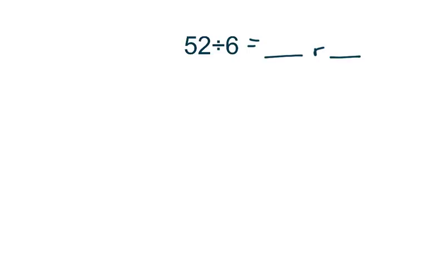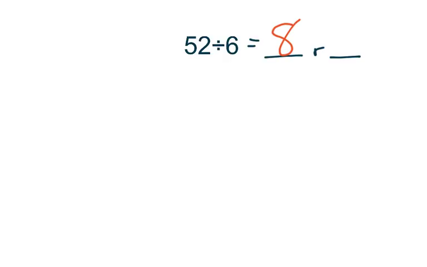I know that 6 times 5 is 30. That's too little. 6 times 6, 36. Still too little. 6 times 7, 42. Keep going. 6 times 8, 48. That's pretty close. 6 times 9 is 54. That goes over. So I need to stick with 6 times 8.